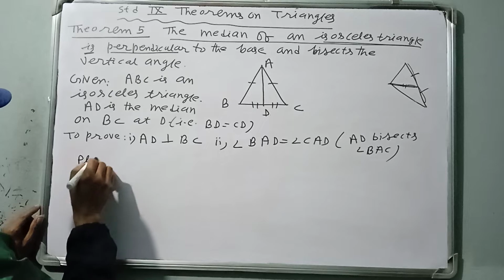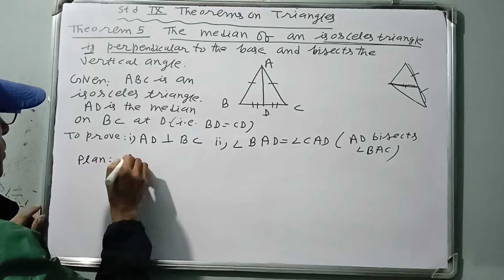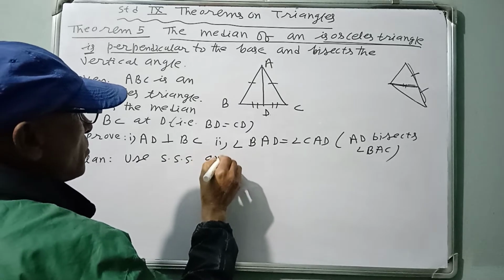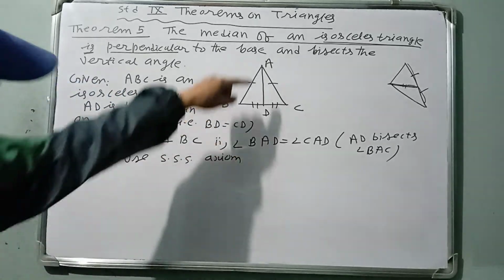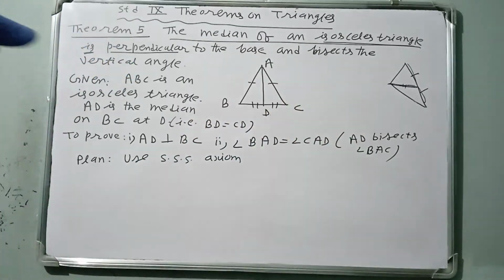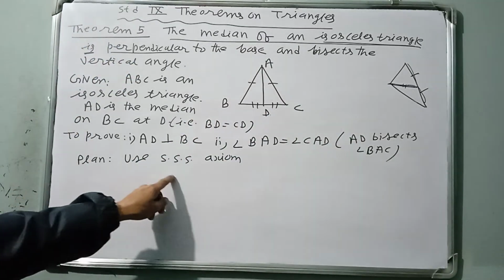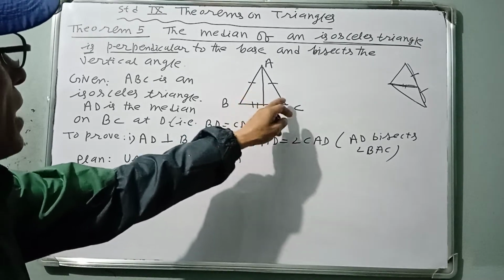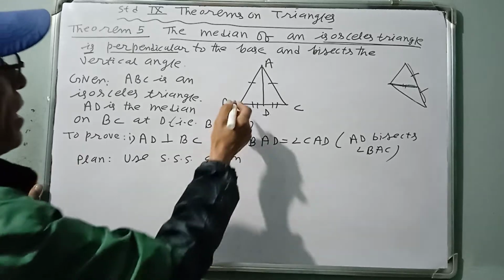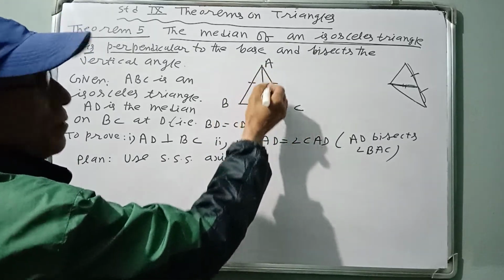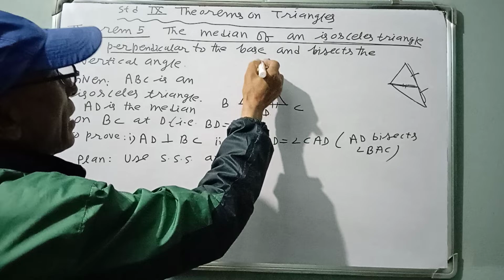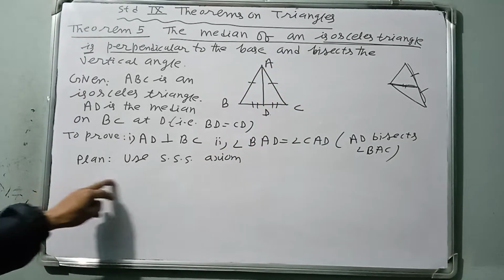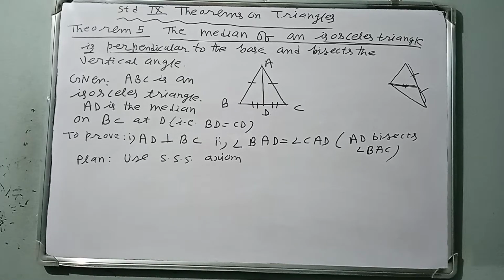What is the plan to prove it? Use SSS axiom to prove triangle ABD and triangle ACD equal. Plan is side. Just you can directly prove from side, and angle BAD equal CAD corresponding angles, and angle ADB equal ADC corresponding angles. Here I think this space is not enough, so I may rub it.